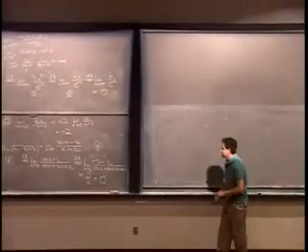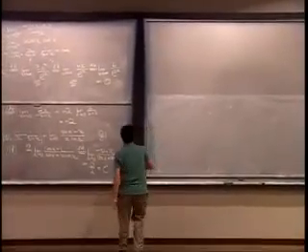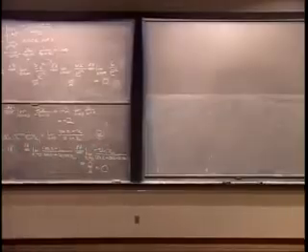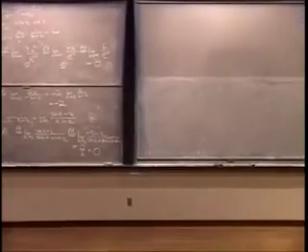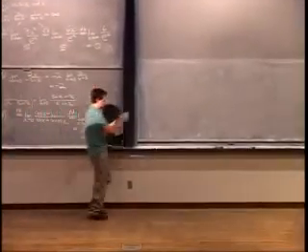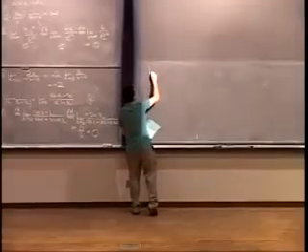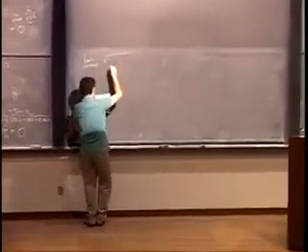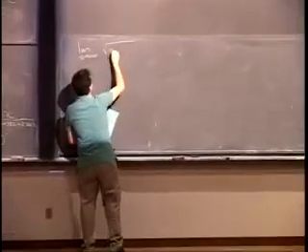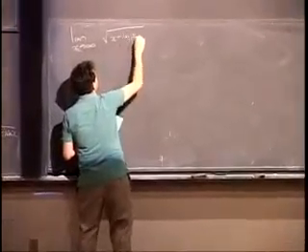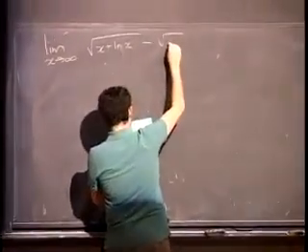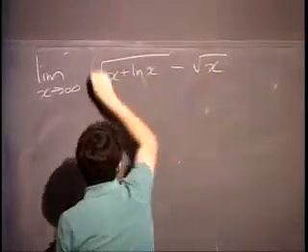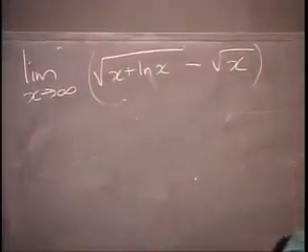All right. Well, here's another example. In fact, let me make sure I get it right. Limit as x goes to infinity, square root of x plus natural log of x, minus the square root of x. Nasty example.